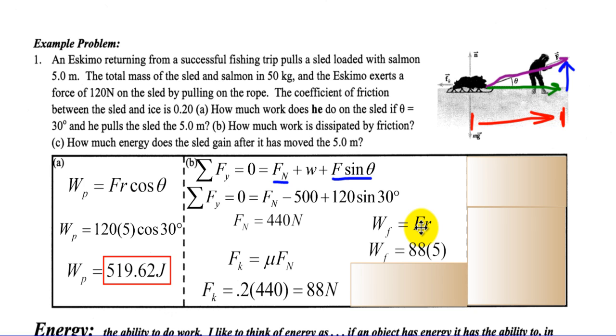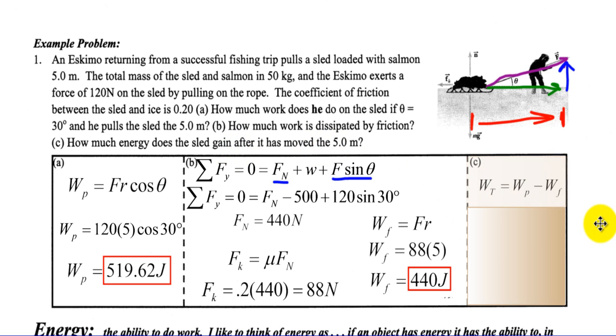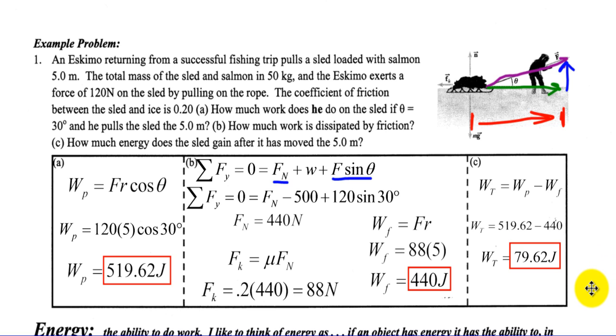and we can figure out the work. Right, so work equals our FR again, and so 85 times 5, it comes out to be positive, but really when you're thinking, this is adding energy to your system, and this WF is taking energy out of your system. So for part C, how much energy does the sled gain after it has moved 5 meters? Well, it gained 519, but it lost 440. So the total change in energy, it gained 79.62 joules of energy.